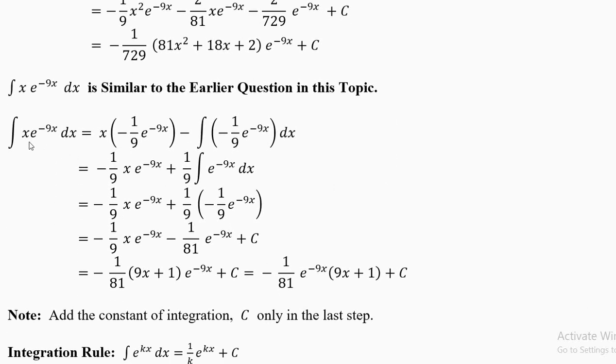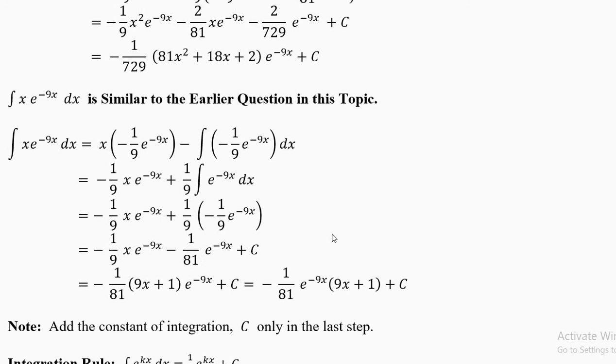You do it in the margin, you'll get u dv x into minus 1 over 9 e power minus 9x minus 1 over 9 integral e power minus 9x. Do all these steps, you'll get minus 1 over 9 x e power minus 9x minus 1 over 81 e power minus 9x plus c.